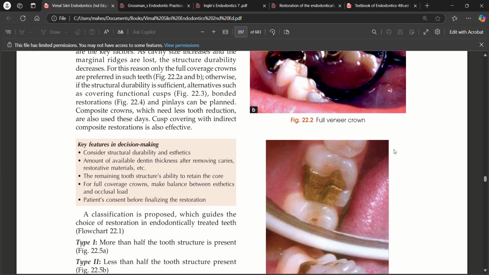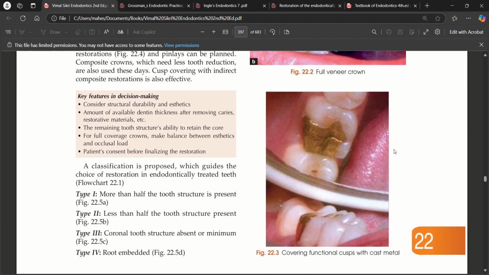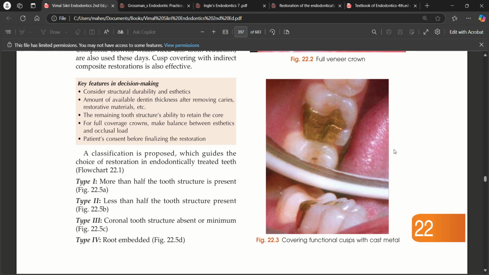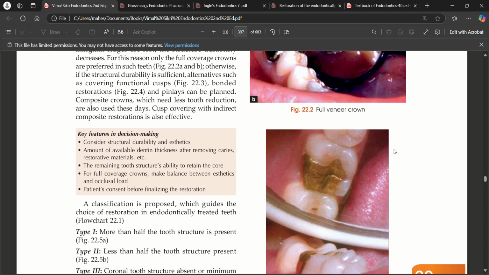A classification is proposed which guides the choice of restoration in endodontically treated teeth. Type 1 is when more than half of the tooth structure is present.